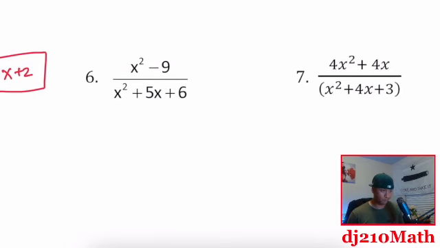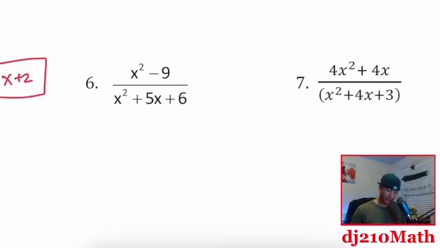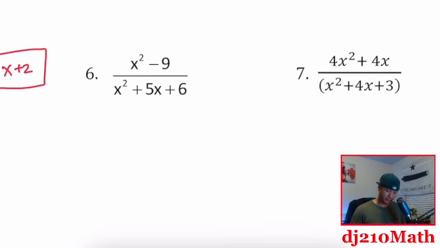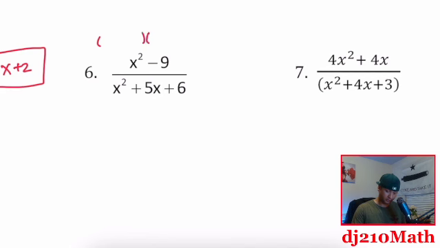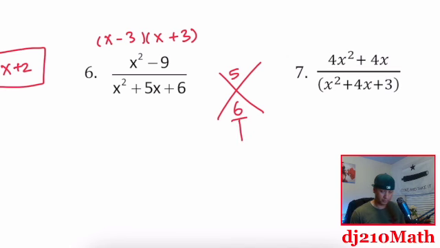Number 6. In the numerator, we have a difference of squares. So this is x minus 3, x plus 3. In the denominator, we have to figure out what two numbers multiply to make 6 that add up to 5. So 2 and 3. 2 times 3 is 6. 2 plus 3 is also 5. So those are correct. So in the denominator, we have x plus 2, x plus 3.